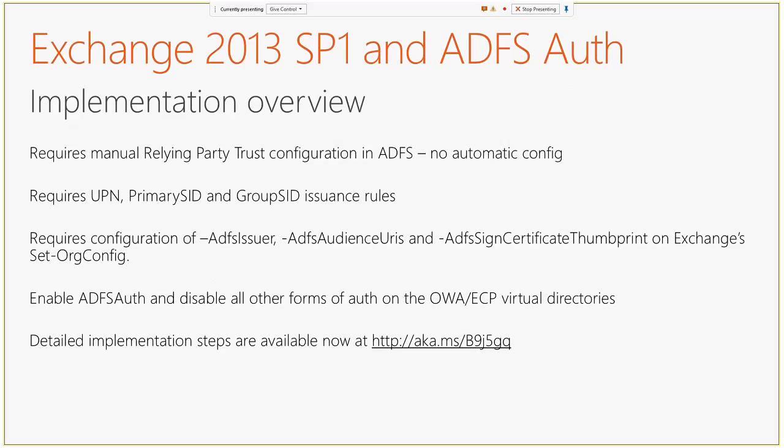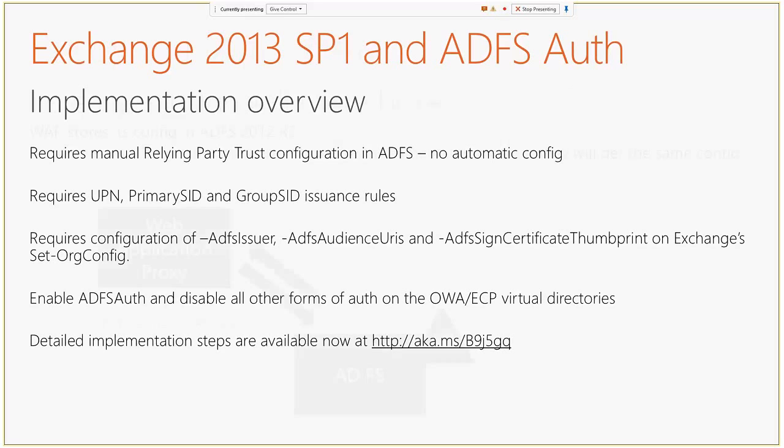A couple of things you need to configure on the Exchange side: there is an ADFS issuer, audience URIs, and a thumbprint, which is basically the ADFS signing certificate thumbprint, all very nicely documented in the mentioned document here. Last step, for the OWA and ECP virtual directories, you need to disable all forms of authentication, like forms, basic, NTLM, turn them all off, and then turn ADFS authentication on. If you do that, you will actually see claims authentication working, and that's the one that I'm going to demo for you in the end.